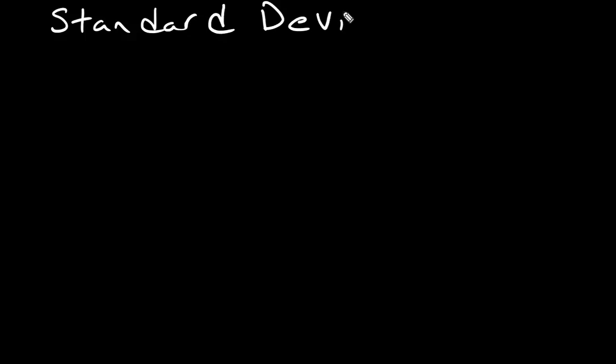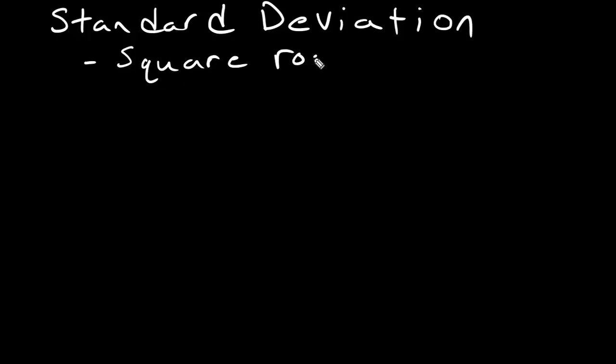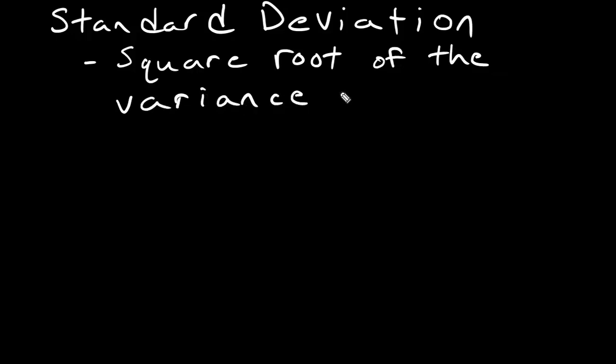Then the last thing before we actually look at an example, finally, is standard deviation. Standard deviation is another measure of dispersion. It follows closely on the heels of variance, and the reason for that is because it's simply the square root of the variance. That is how we are going to calculate it.